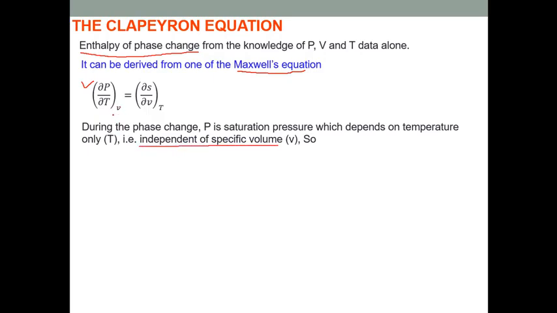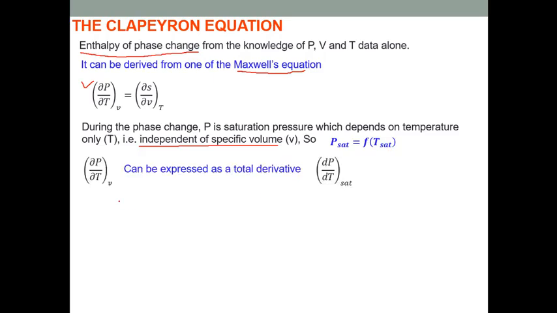So from this equation, we can rewrite that the saturated pressure is a function of the saturated temperature only, right? And this term we can write as a total derivative, because it depends on temperature only. So instead of writing v here, we can write saturated, because that's for the phase change process. This term can be modified for the phase change process, so this should be the saturated one.